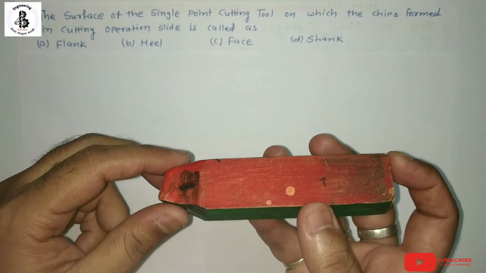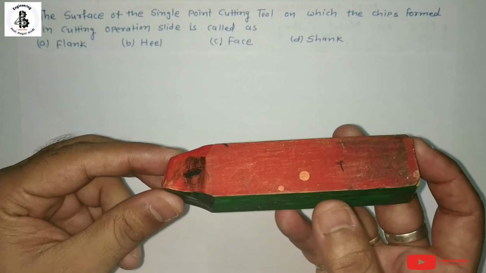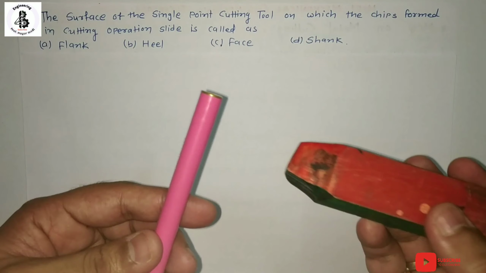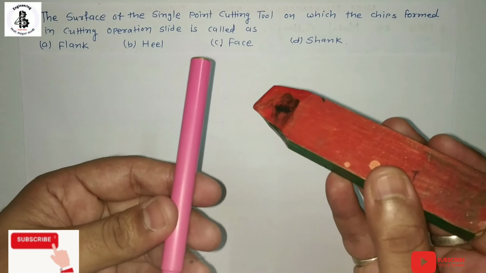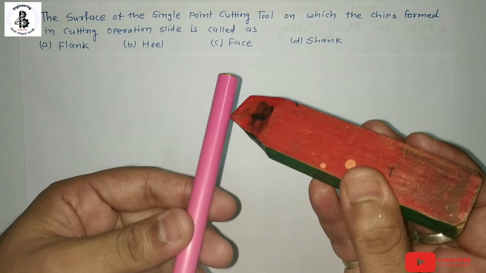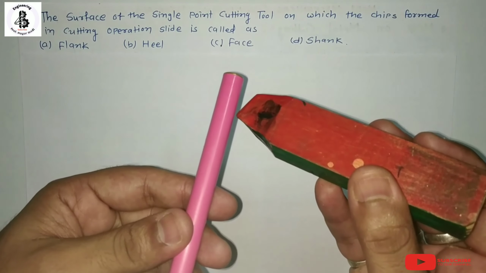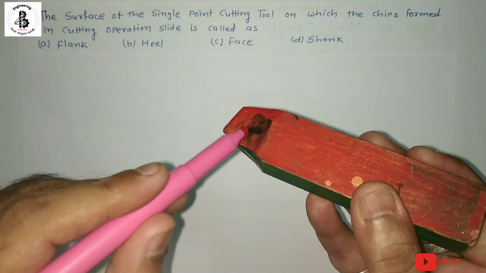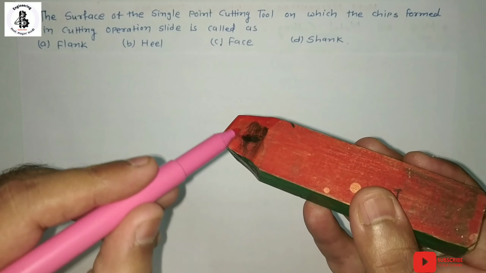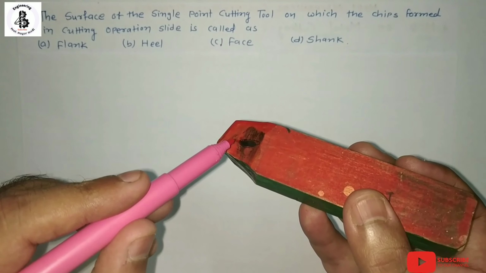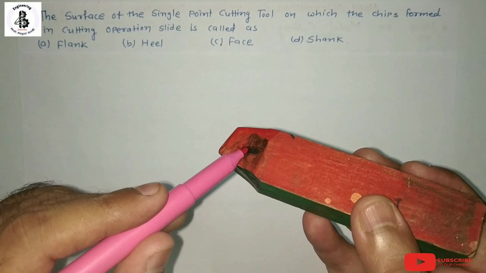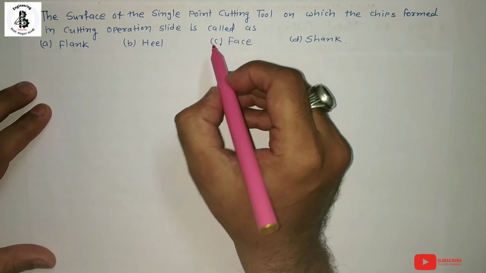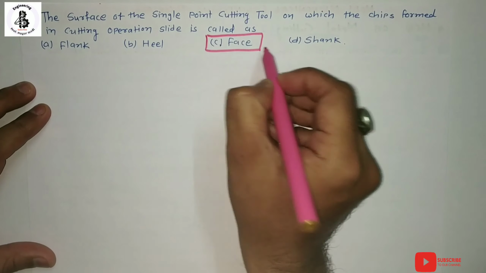The surface on the single point cutting tool on which the chips are formed in the cutting operation is called what? This is our workpiece material. The tool is in contact with the workpiece material, so the material cut by the tool will flow onto the top face of the single point cutting tool. So for this question, the answer is the face of the single point cutting tool. So the answer is C.